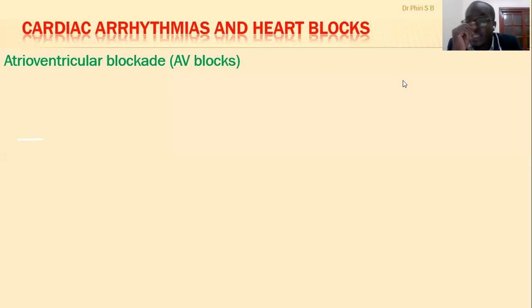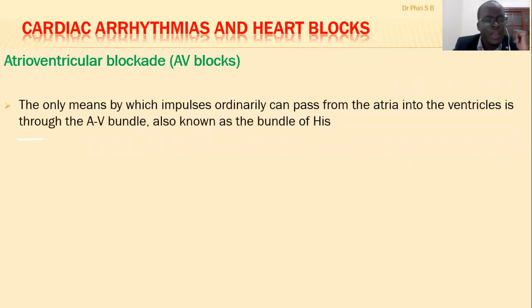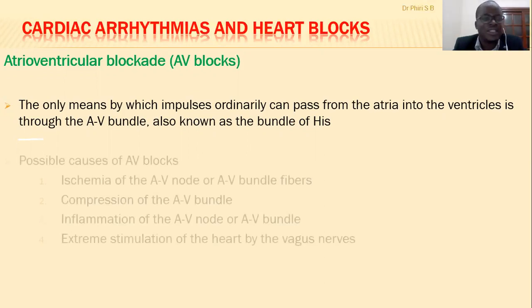So these SA nodal blocks, they are not very important because you won't really appreciate clinical signs. So the most important heart blocks are called the atrioventricular heart blocks. So you have atrioventricular blockade, which are also called AV blocks. So here you need to pay attention because these will bring about clinical signs. So let's start. The only means by which impulses ordinarily can pass from the atria into the ventricles is through the AV node. To say it has to go through the bundle of His. So this is just a normal pathway.